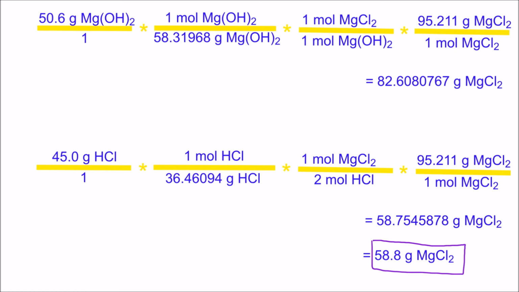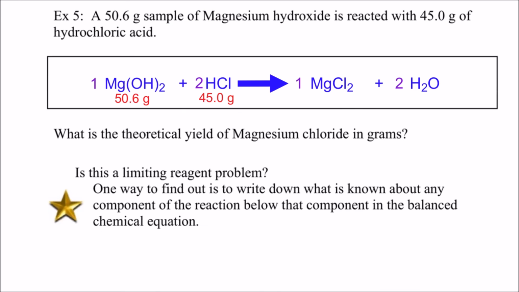Alright, I want to review this process with you real quick one more time, okay? When we are asked about the theoretical yield of something, and we have information about more than one reactant, it's a limiting reagent problem. That means you have to figure out which one is limiting and which one is excess. We just figured out, by the way, that the limiting reagent is the hydrochloric acid and the excess reagent is the magnesium hydroxide. Okay, so if you have information about both, you need to do your stoichiometry calculations twice. One for one reactant and one for the other.